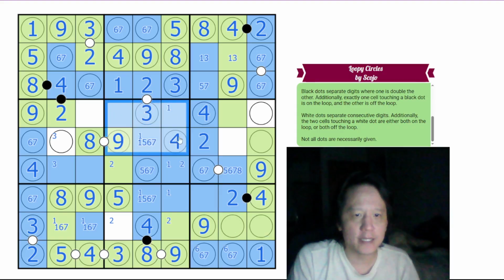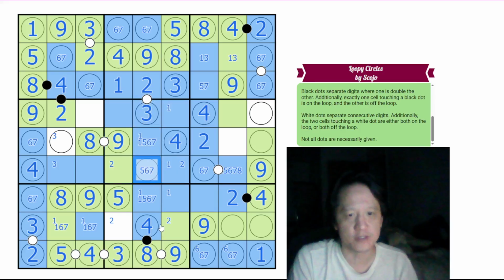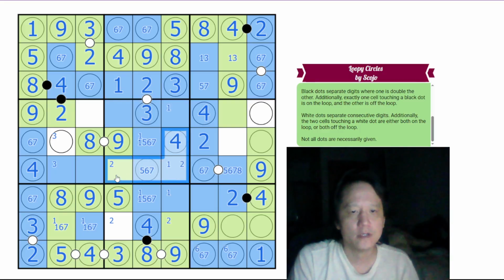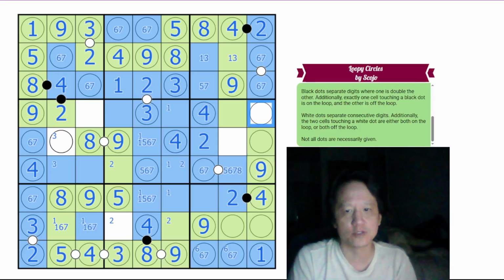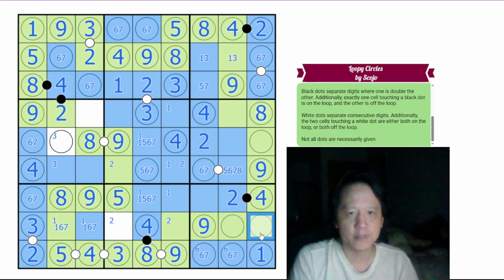Okay, 8 cannot be in a circle in box 5 because again, this is off the loop. So 8 always has to be on the loop. That means 8 in box 6 has to be on the loop in a circle. So this can't be 8. So this must be the 8 here and it must be on the loop. So this is off the loop here. That means this can't be 8 here.